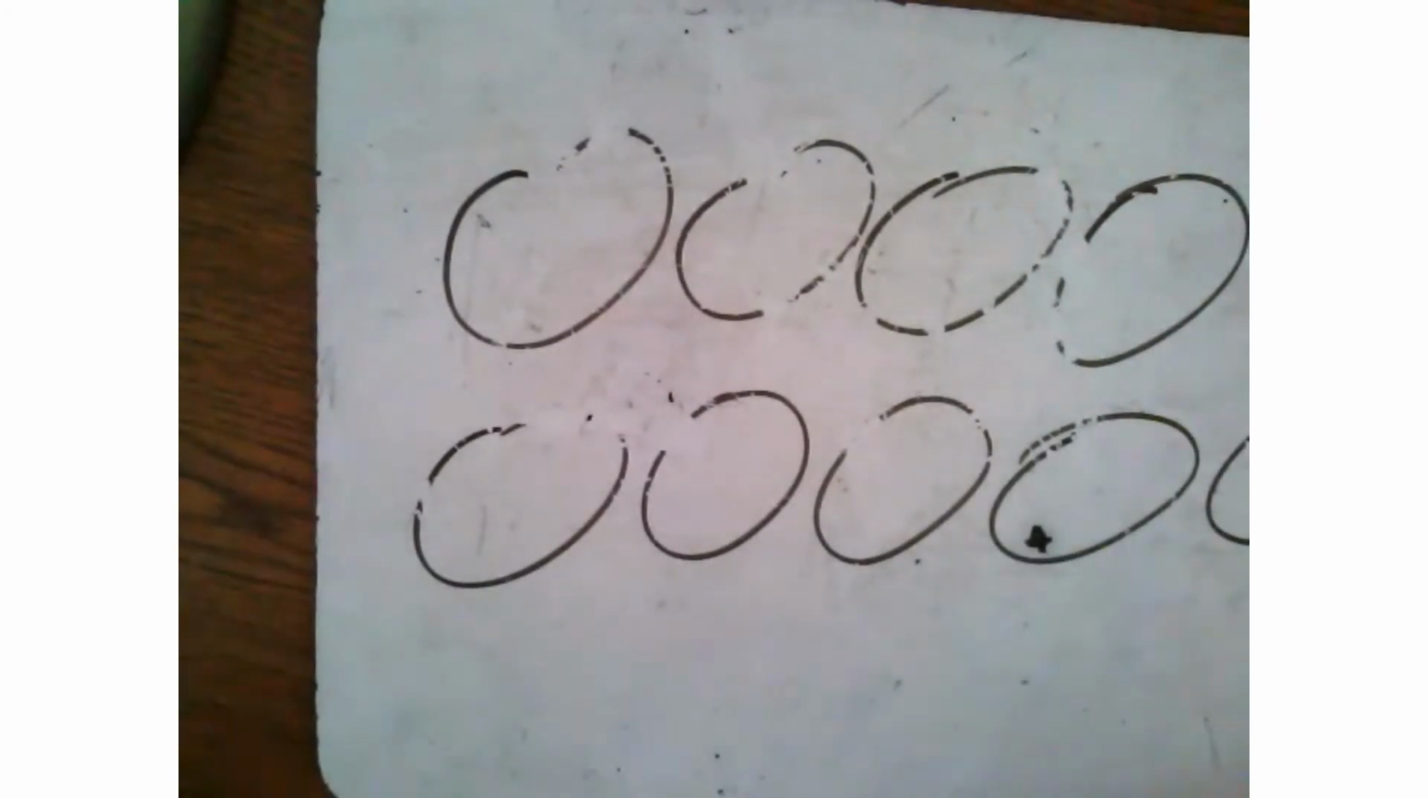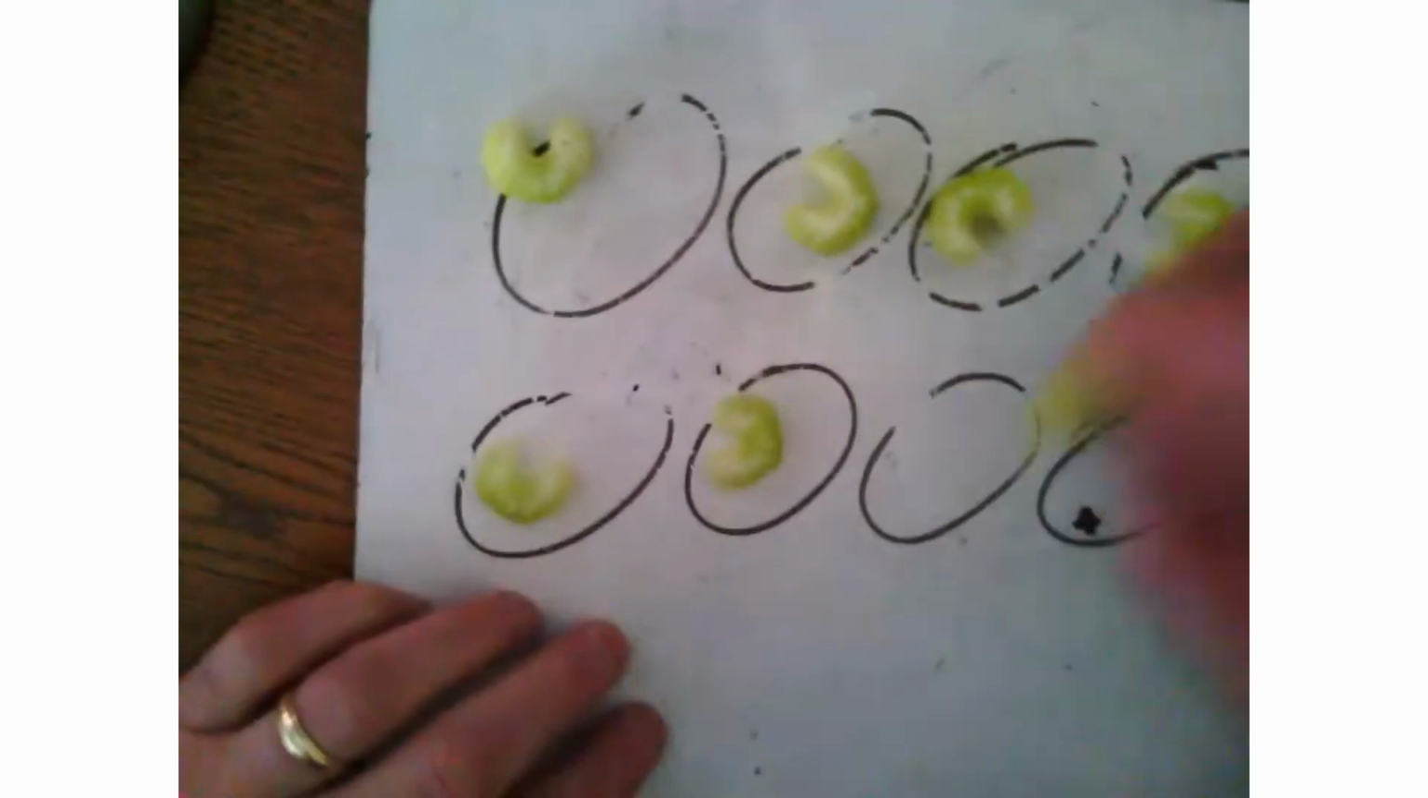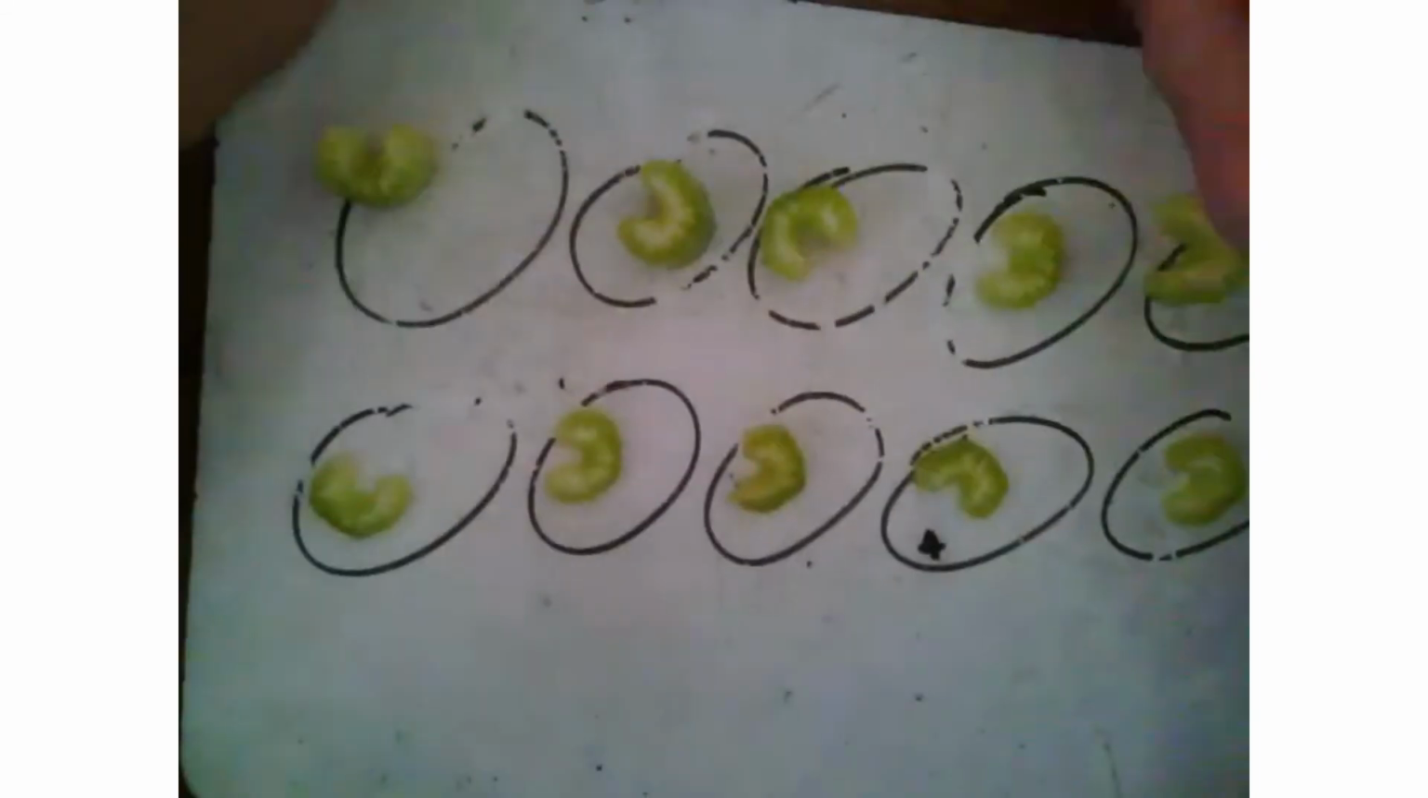Alright, so now, if you notice, the answer to this one, 3 divided by 10, was 3/10. Here's why. Everybody gets 1, he gets 1, she gets 1. I'm just going to keep dividing up all those pieces of celery until everybody has the exact same amount.